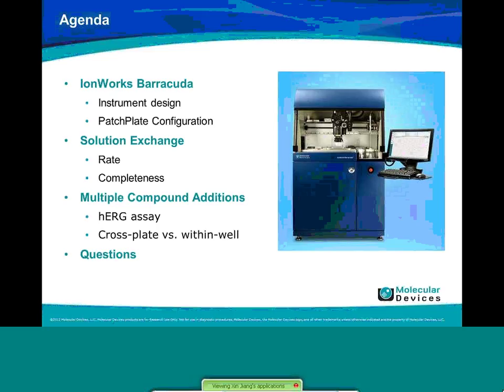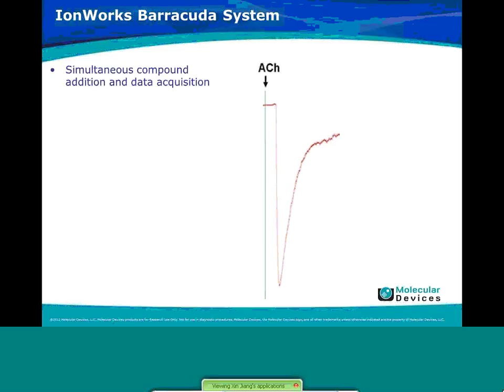So without further ado, the IonWorks Barracuda system is an automated patch clamp system that is built onto its predecessor, the IonWorks Quattro system. It has continuous voltage clamp, which enables simultaneous compound addition and data acquisition at the same time. And this allows the Barracuda system to record even fast desensitizing ligand-gated ion channels, shown here as an example of the nicotinic serotonin receptor.